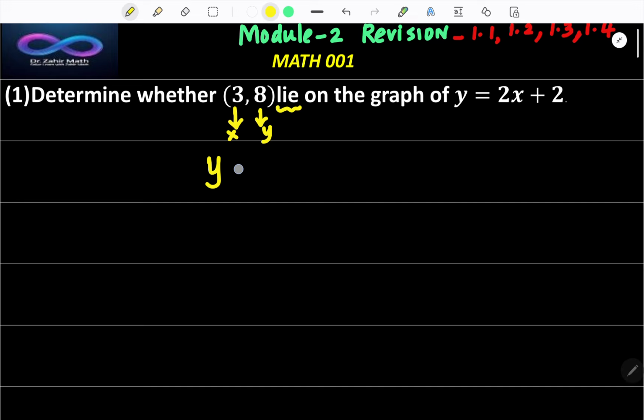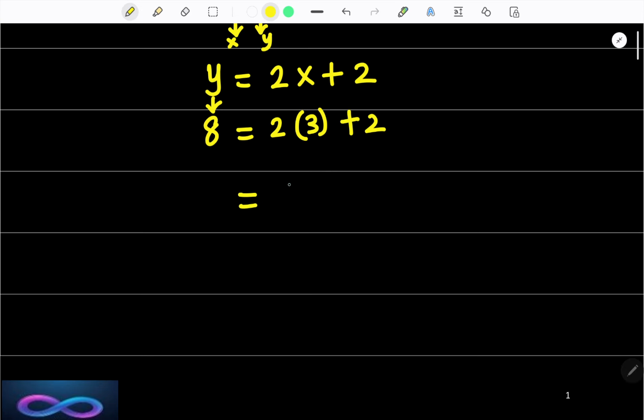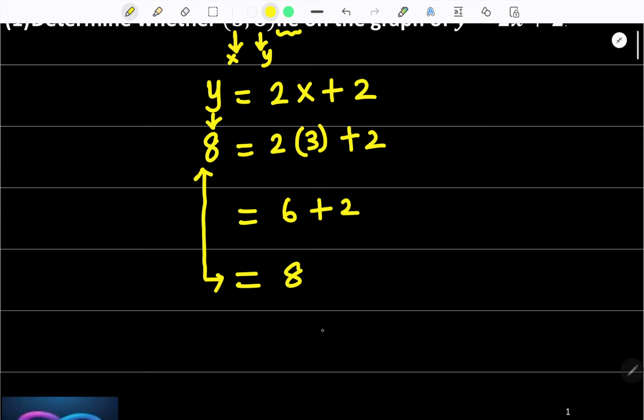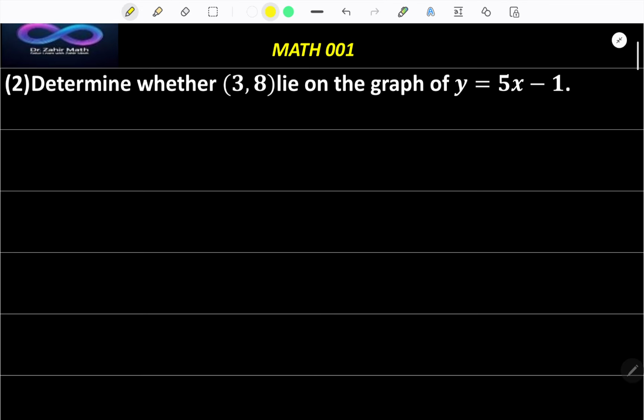Right. Take the equation y = 2x + 2. You're going to put y equal to 8 and x equal to 3, so 2 times 3 plus 2. 2 times 3 is 6, plus 2, which is equal to 8. If the left side is equal to the right side, you write the answer yes. The point lies on the graph of the equation. Right, let's go to the next question.